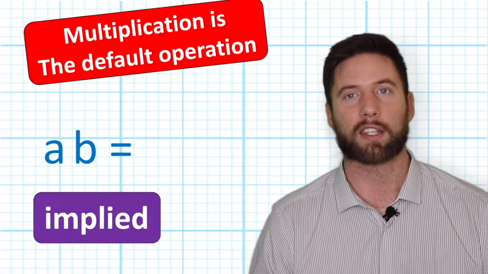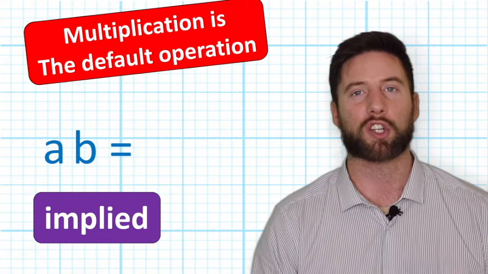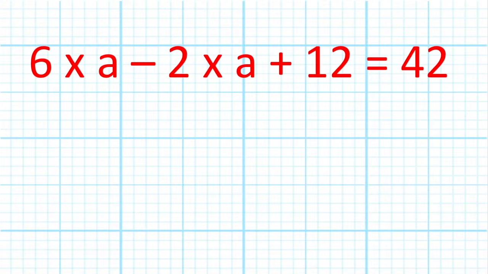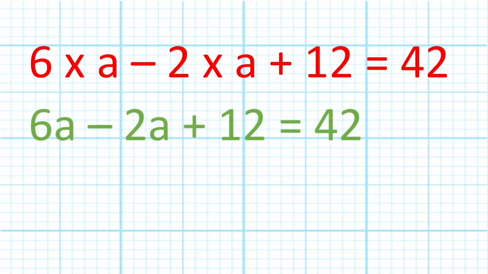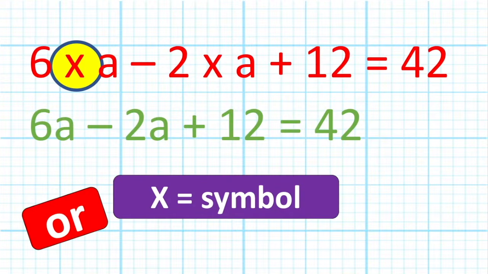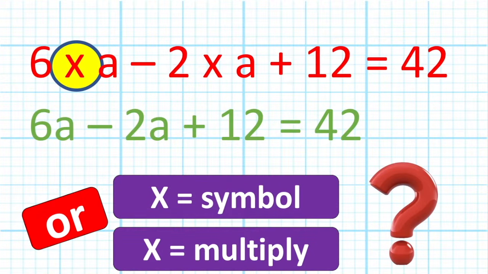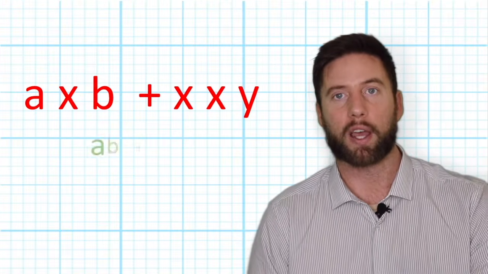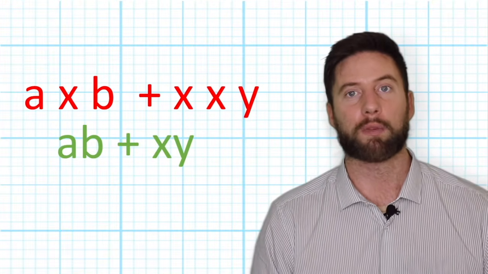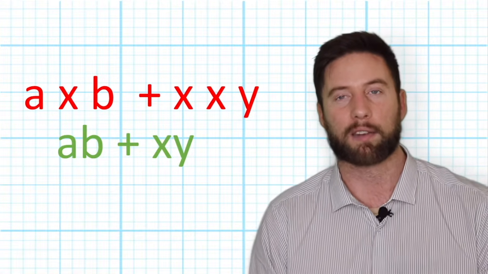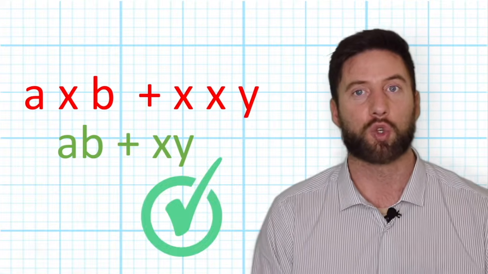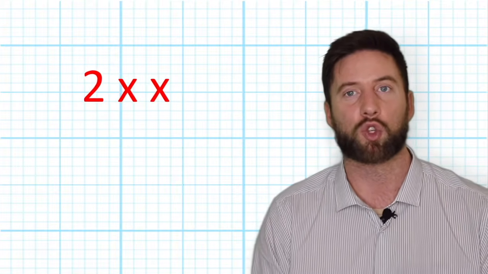The advantage of this is that it makes a lot of algebraic equations a lot less cluttered and a lot smaller, and you're a lot less likely to make mistakes confusing the X symbol with X the process. So for example, instead of having A times B plus X times Y, we can have AB plus XY. Now this rule doesn't just apply when it's 2 symbols, it is also implied when it's a quantity and a symbol. For example, we don't need to write 2 times X, we can just write 2X.